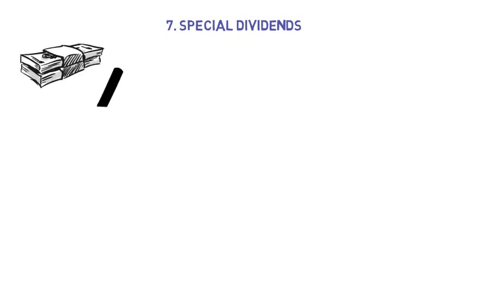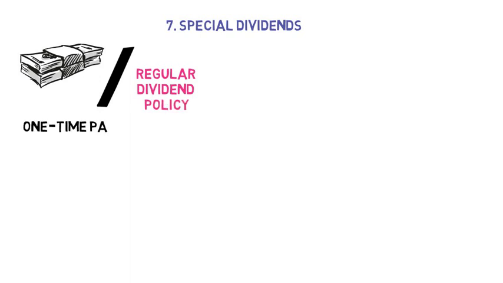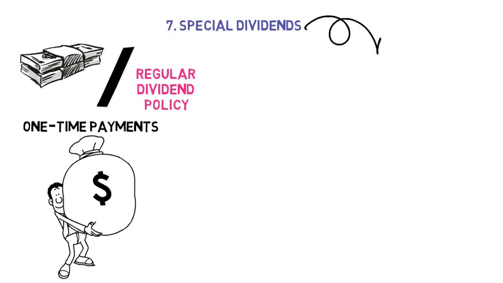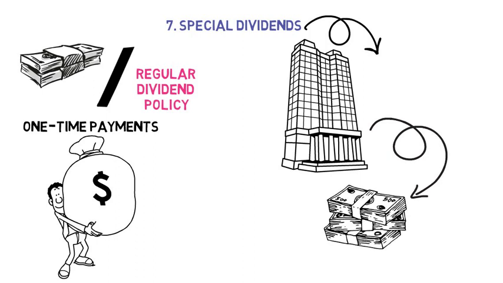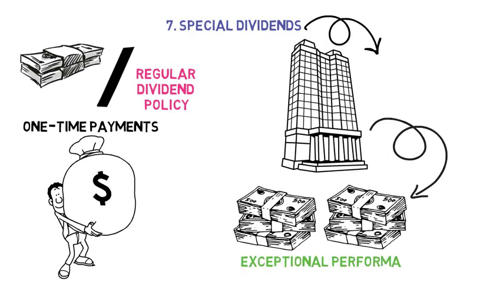Number 7. Special dividends. These are dividends that are paid outside of a company's regular dividend policy. These dividends are usually one-time payments and are often larger than the regular dividends. Special dividends can be used by companies to distribute excess cash or to reward shareholders during periods of exceptional performance.